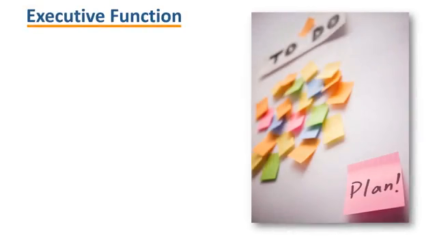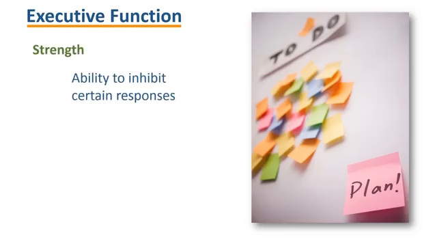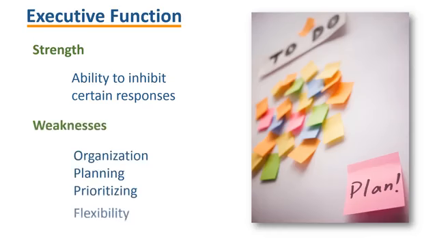One of the relative patterns of strength in the area of executive functioning for individuals on the autism spectrum is their ability to inhibit certain responses. But they show weaknesses in organization, planning, prioritizing, and with flexibility.